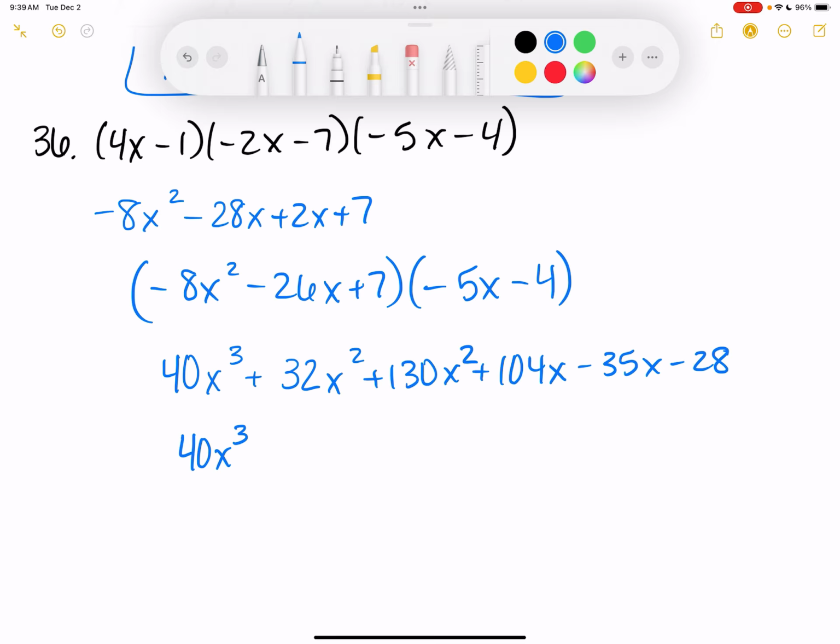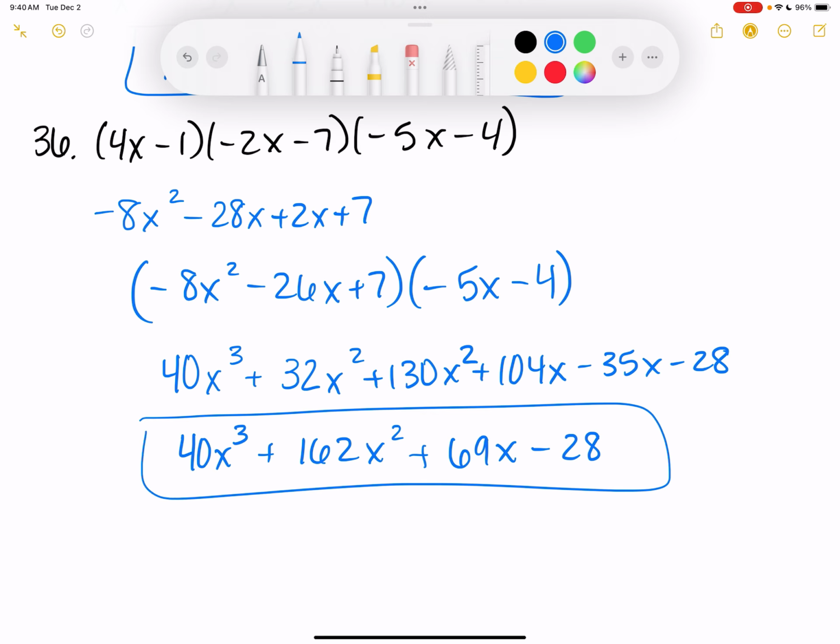All right, so we end up with 40x cubed plus 162x squared plus, what is that, 69x minus 28.